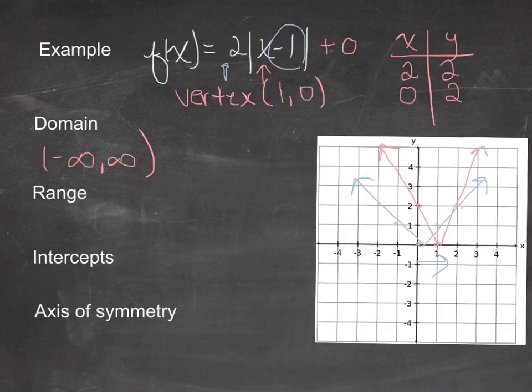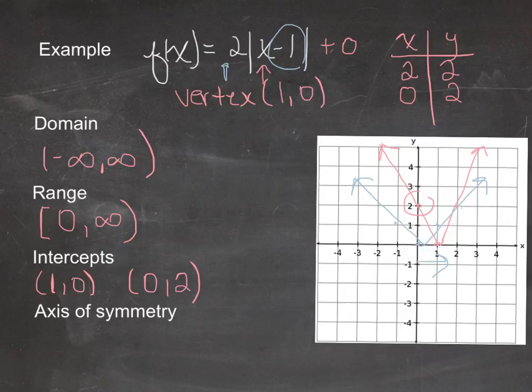The range is again from 0, 0 is the lowest point of my vertex, but I can go all the way up to infinity. My intercepts, I have 2 intercepts. I have an x and a y intercept. So my x-intercept is that vertex at (1, 0), and my y-intercept, I can see it here, is at (0, 2). And my axis of symmetry is the line that will split the picture right in half, so it's at the x value of the vertex, which is going to be x equals 1.